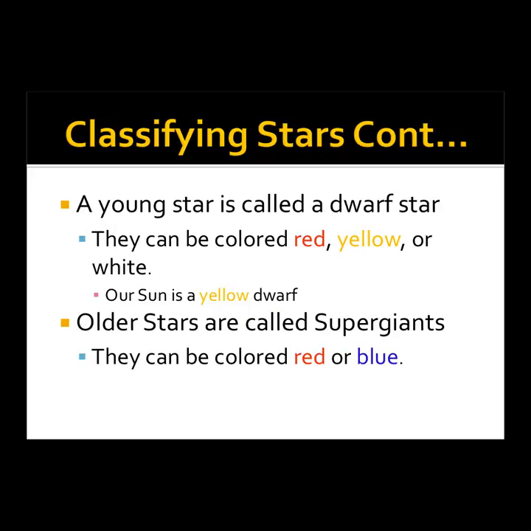Another way we classify them is according to age. Younger stars are called dwarfs. Older stars are named supergiants. Young stars are usually red, white, or yellow. Older stars are colored red or blue. Our Sun would be called a yellow dwarf.